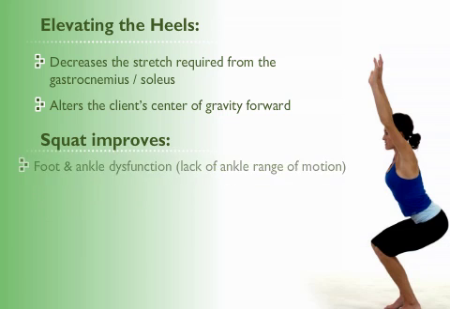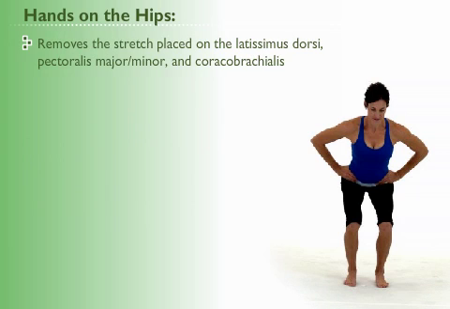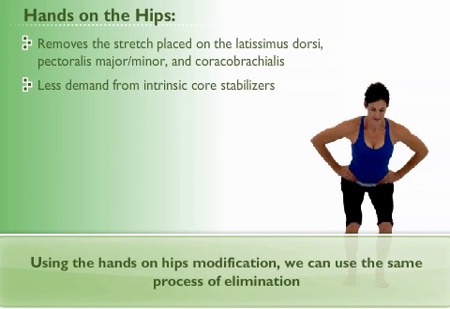Placing the hands on the hips directly removes the stretch placed on the latissimus dorsi, pectoralis major and minor, coracobrachialis, and requires less demand from the intrinsic core stabilizers. This allows the health and fitness professional to see the influence the upper body has on the client's compensations. Using the hands-on hips modification, we can use the same process of elimination.